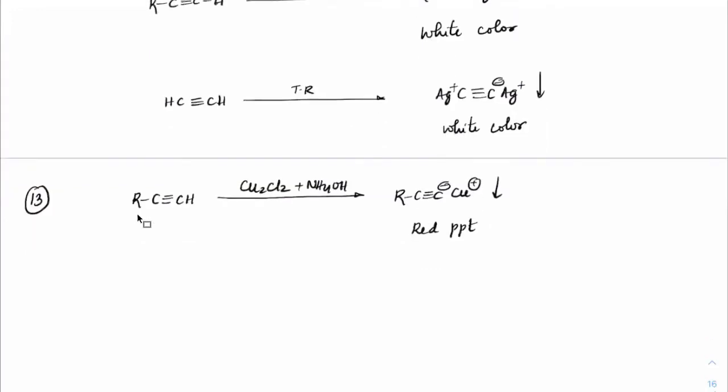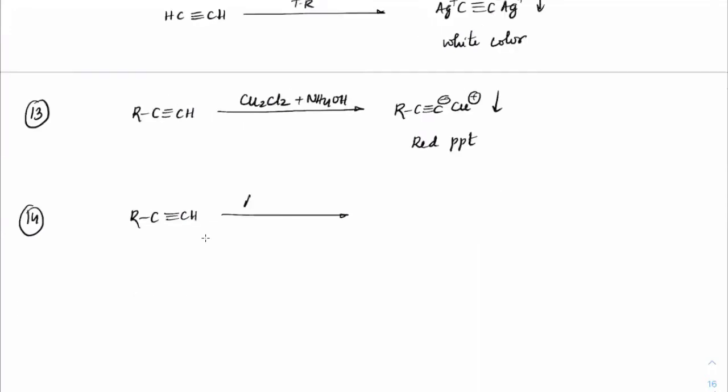Now the same reaction if you do it with gold, that is RC triple bond CH in the presence of AuCl3 in the presence of NH3, the same reaction will take place. We'll get RC triple bond C minus Au plus. This is a yellow precipitate.